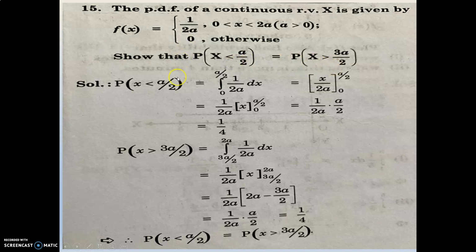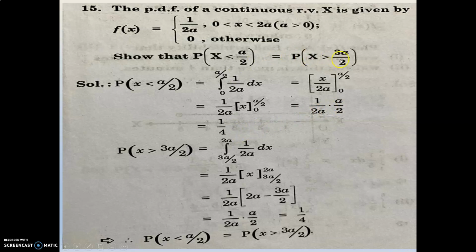The probability density function is given, and probability of x less than a upon 2 can be written as integral 0 to a upon 2 of 1 upon 2a dx. Solving this, 1 upon 2a into x from 0 to a upon 2. Applying the upper and lower limit, you will get a upon 2 upon 2a. So a cancelled, 1 upon 4 is the answer for that.